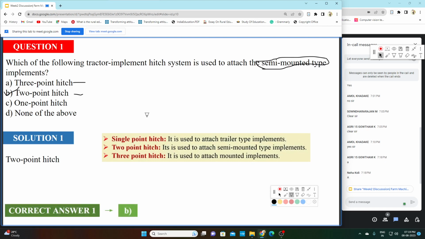Is this clear to all of you? Yes, sir. Okay, so it is an easy question. Single point hitch is used for trailer, 2 point hitch for semi mounted, which has been asked in the question, and 3 point hitch is used for mounted type implement. So your correct answer is B.